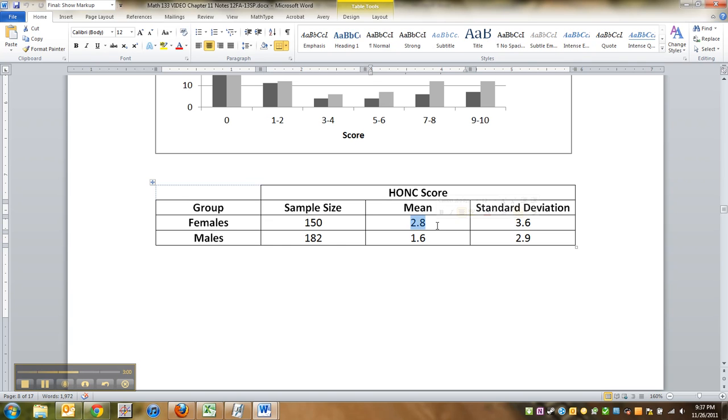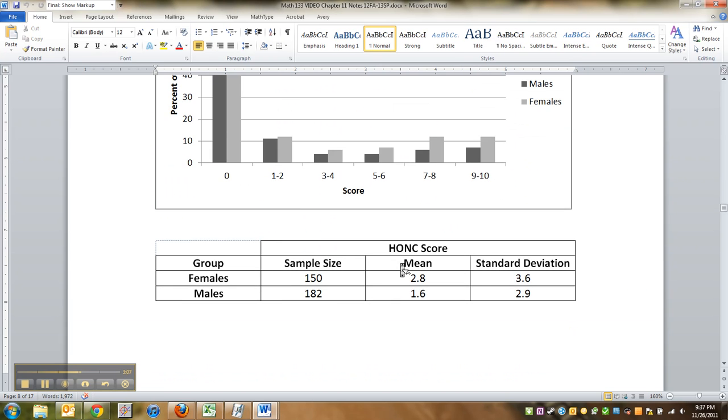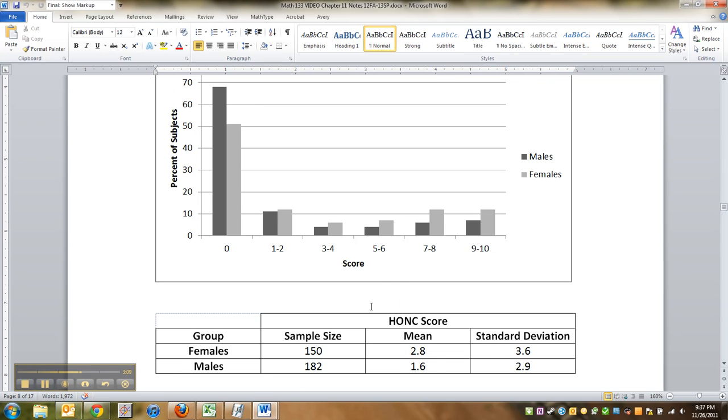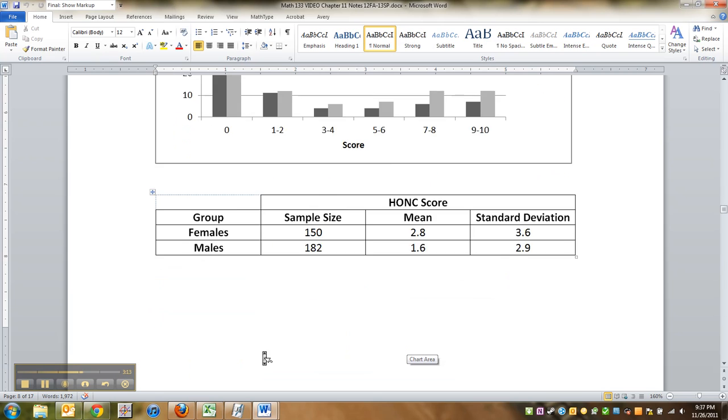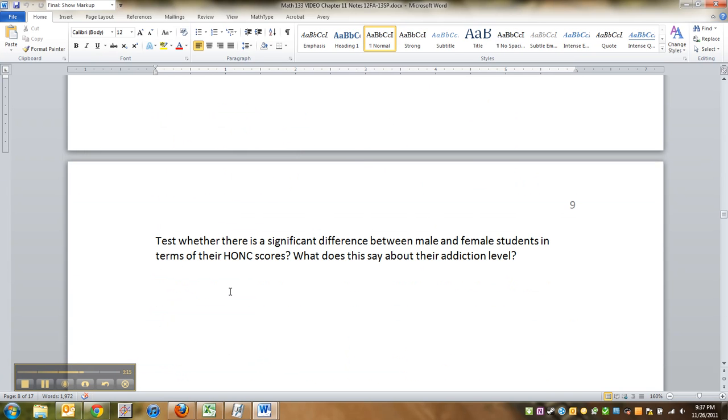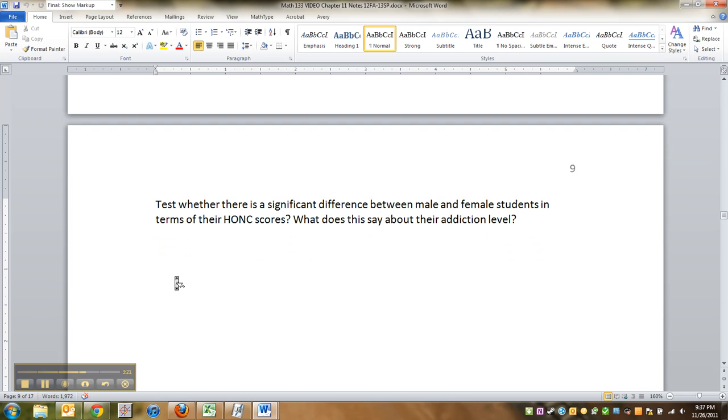HONC score for females, the mean was 2.8. For males, it was only 1.6. So the question, of course, is, do boys and girls in 7th grade have a very big difference between them for nicotine addiction? And I'm sure that's what we're testing. So test whether there's a significant difference between male and female students in terms of their HONC scores. What does this say about their addiction level?